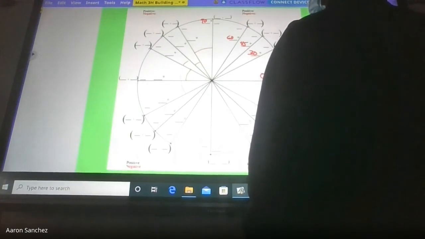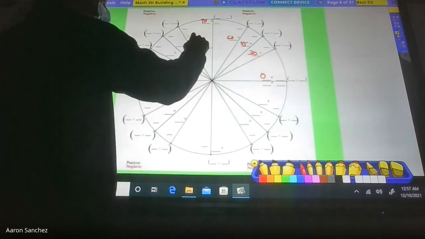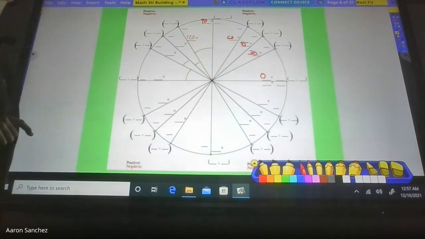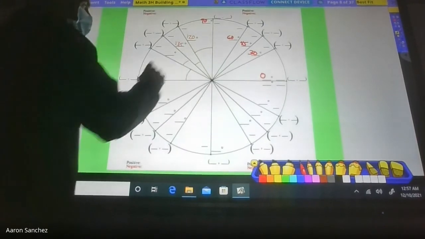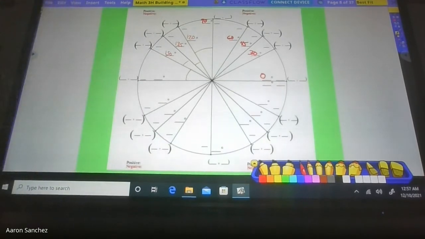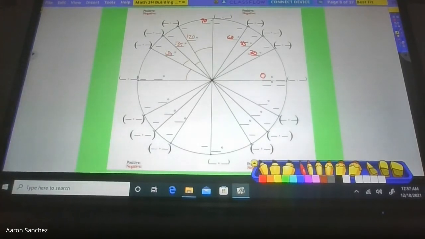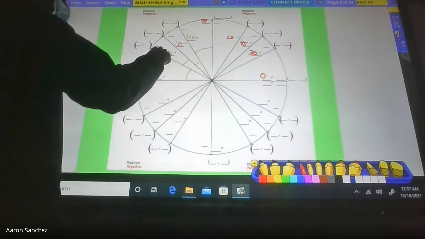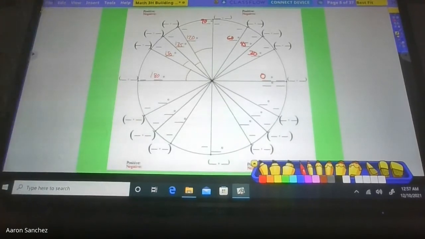So I'm going to add 30. So I have 90. I add 30. What do I got? 120. You guys with me? Then what do I add to that? 15. 135. Then what do I add to that? 150. Then 150 plus 30. Would it make sense that this angle right here would be 180 degrees? Yes, because it's straight out.